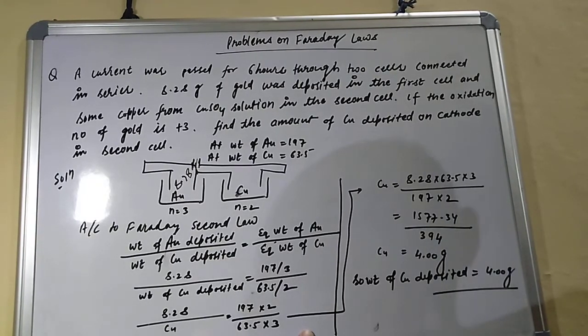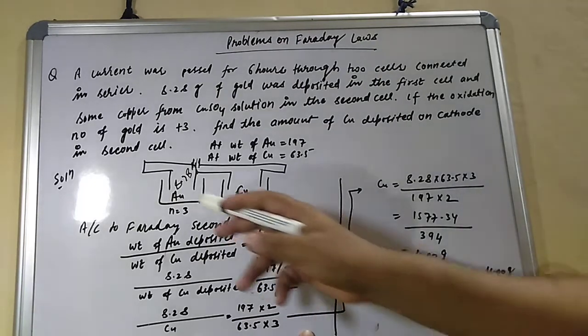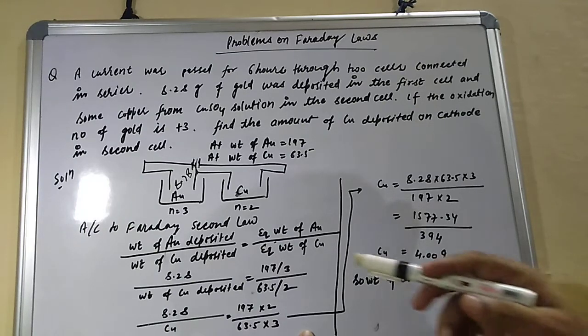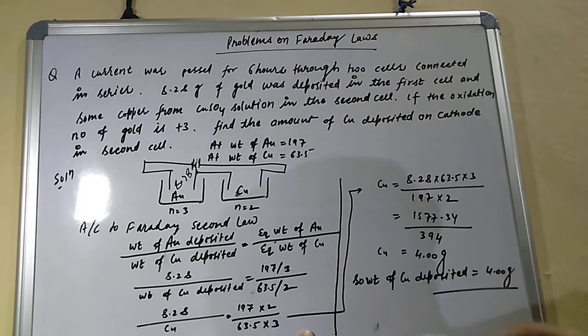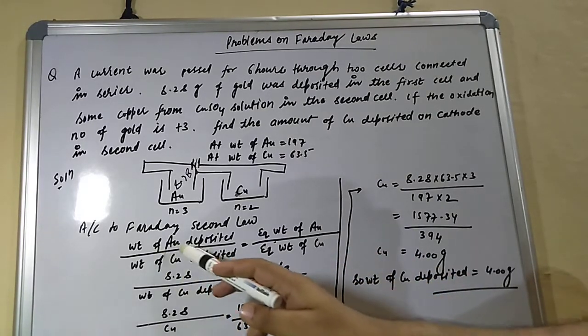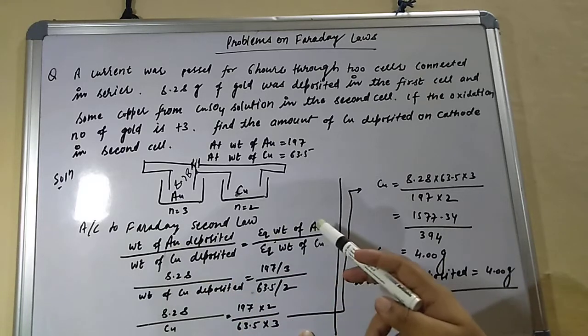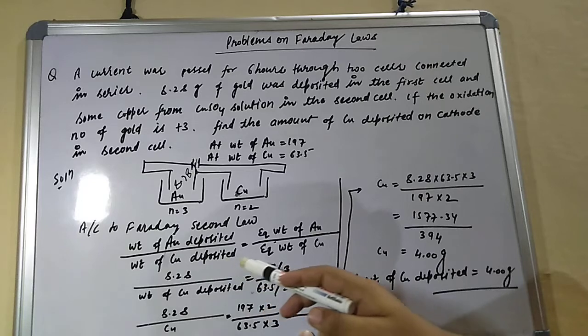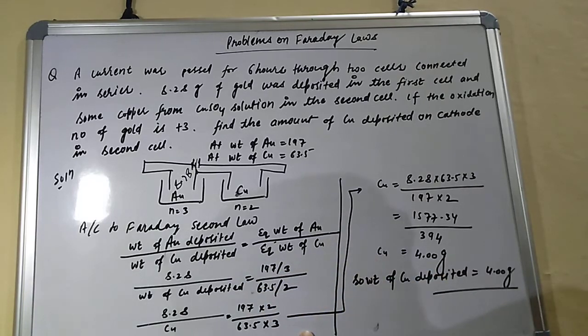Faraday's second law of electrolysis says that if the same amount of electricity passes through different electrolytes, then the amount of substance deposited will be proportional to the equivalent weight of that substance. Now we are applying Faraday's second law. So the weight of the gold deposited is proportional to the equivalent weight of gold, and the weight of the copper deposited to the equivalent weight of the copper.